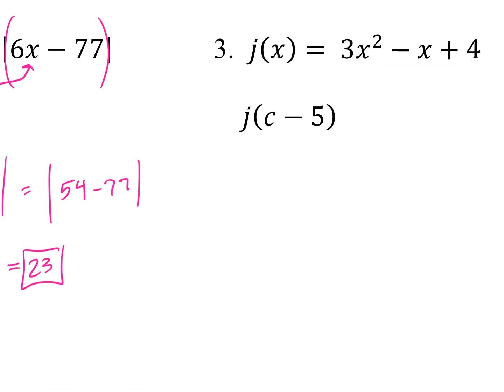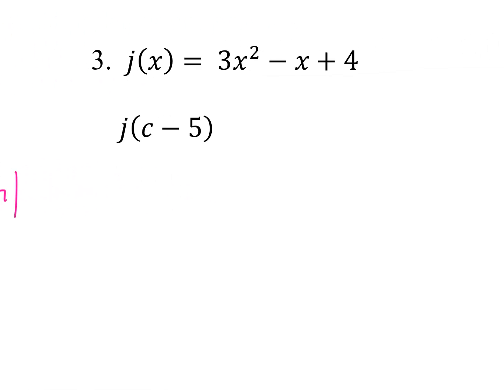Okay. Let's go over here. Lots going on over here. J of x is 3x squared minus x. Again, there is an x there, x there, x there. Now, what do I need to do with the c minus 5? To every single x, right? And c minus 5 has 2 terms. What do I need to do? I just need to be mindful. Yeah, I've got to put in parentheses.